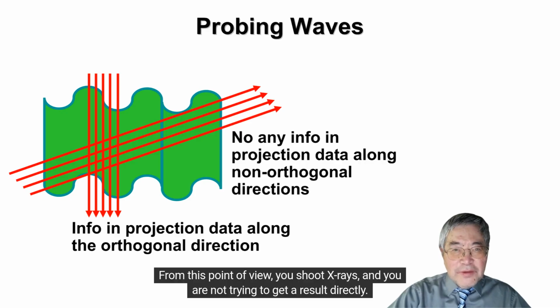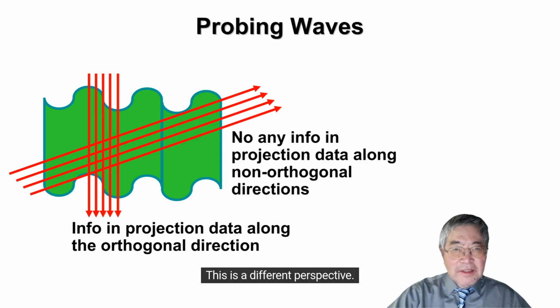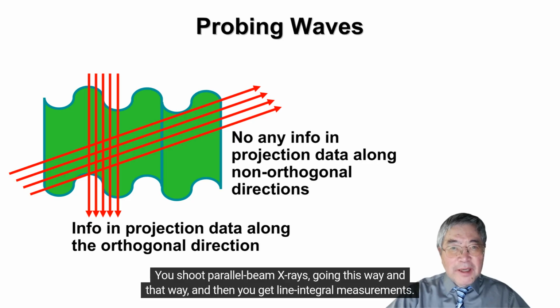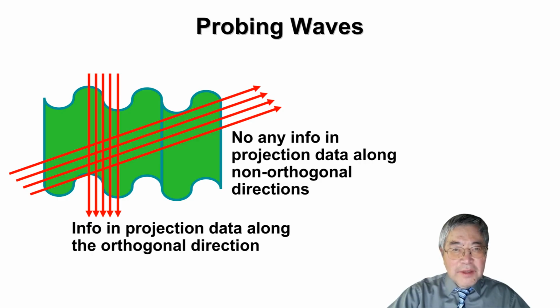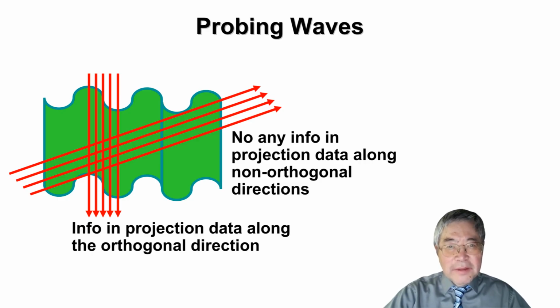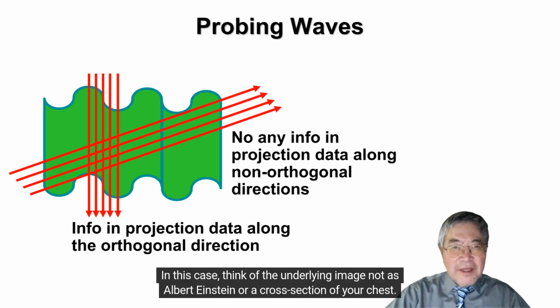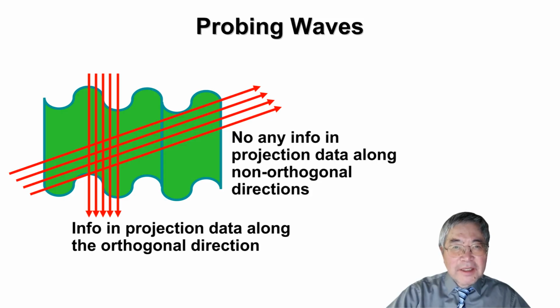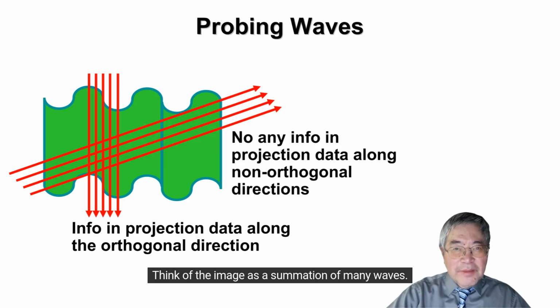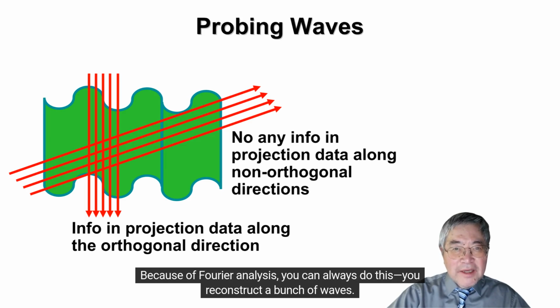From this point of view, you shoot X-rays and you are not trying to get a result directly. This is a different perspective. You shoot parallel beam X-rays going this way and that way, and then you get line integral measurements. What do such measurements do? They act like a probing wave. In this case, think of the underlying image not as Albert Einstein or a cross-section of your chest. Think of the image as a summation of many waves. Because of Fourier analysis, you can always do this. You reconstruct a bunch of waves.